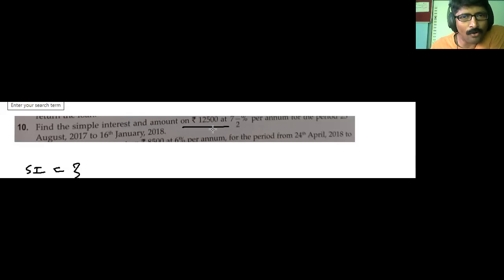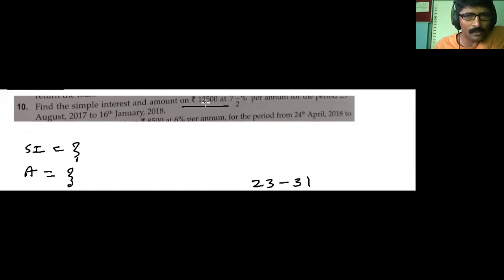And amount on rupees 12,500. That means what is supposed to find two things. One is simple interest and amount. Now, many people do not understand this. They read this amount to rupees 12,500 and it goes wrong. You getting it? So please don't go wrong anywhere. You have to calculate the simple interest and you have to calculate the amount. Once you're done with that, let's move ahead.